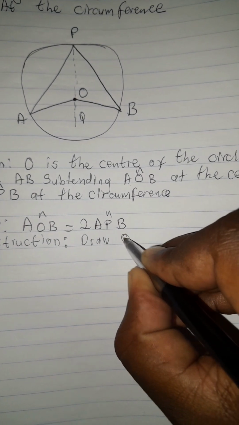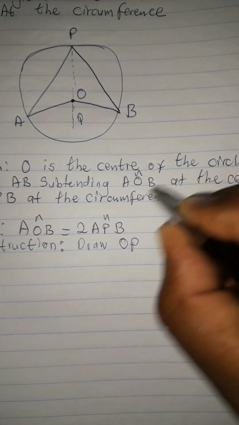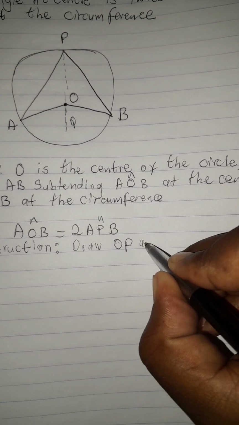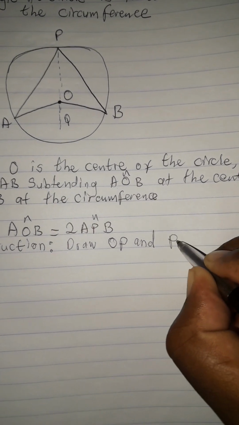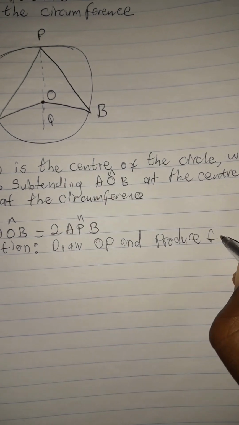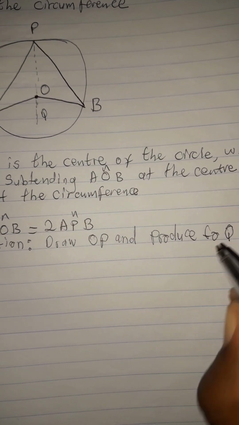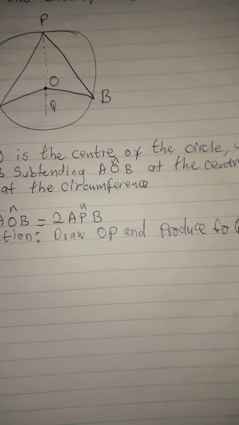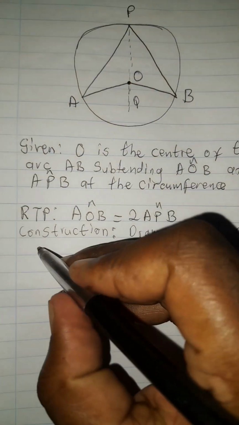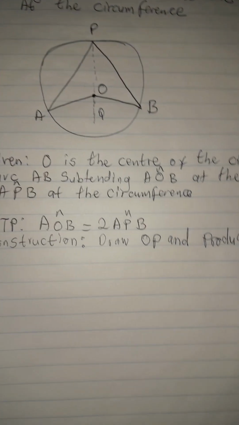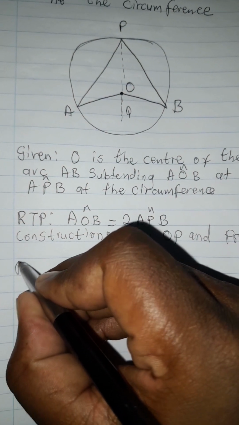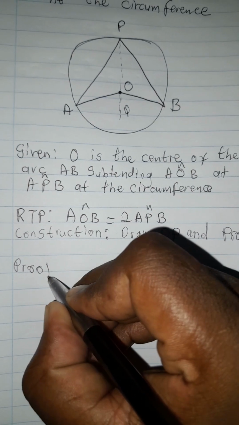Specifically in this video, we are focusing on proving the center theorem, so this is also examinable. Draw OP or PO and produce to Q, or extend to Q. Those are the terms that you can use. We are not done, guys. Remember, we are required to prove that AOB is twice APB. So we are going to write proof here.